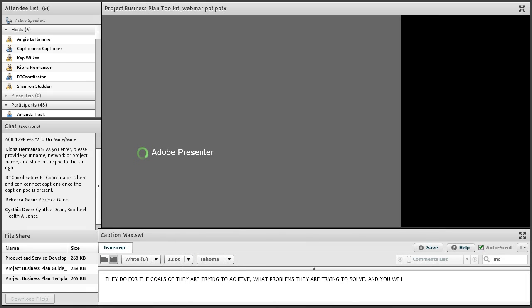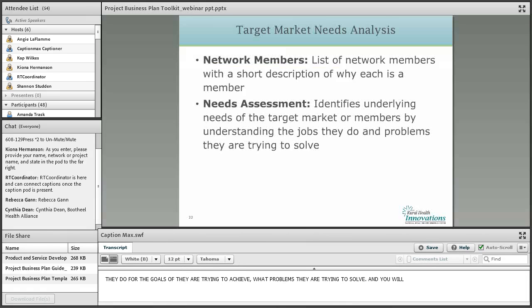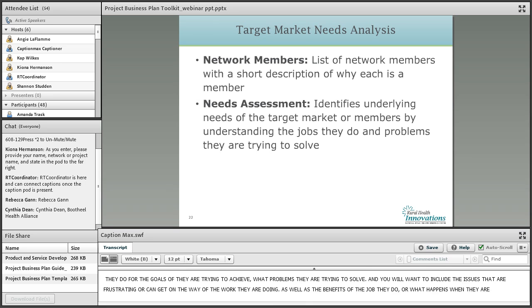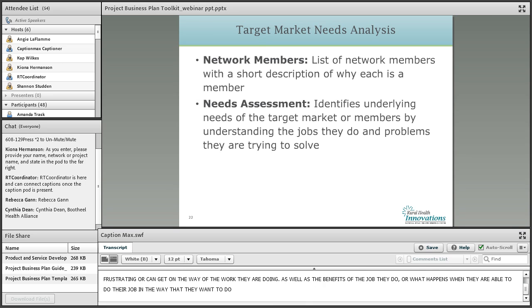There are 4 elements in the market analysis and plan section. The first is network members. So this is where you can list your network's current members and provide a short description that offers the reader a little bit of insight as to why that organization is a member.